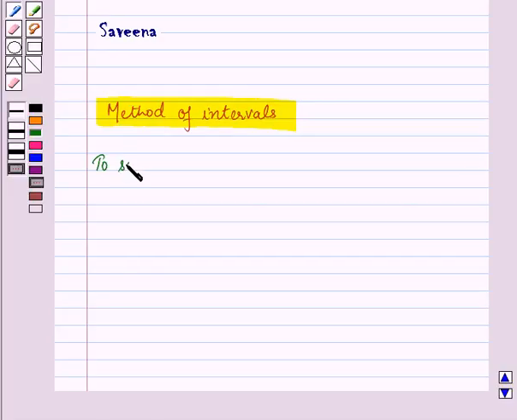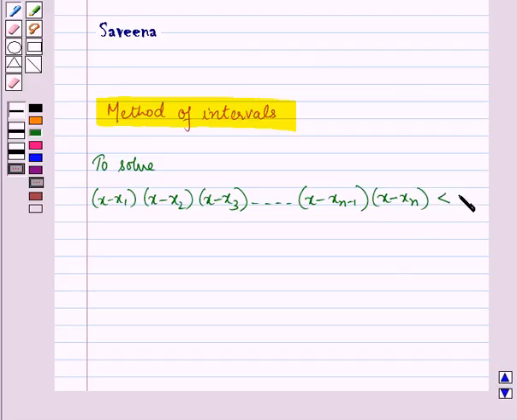Now suppose we have to solve the inequality (x minus x1) into (x minus x2) into (x minus x3) and so on up to (x minus xn minus 1) into (x minus xn) is less than 0, where x1, x2, x3 and so on up to xn are distinct real numbers.